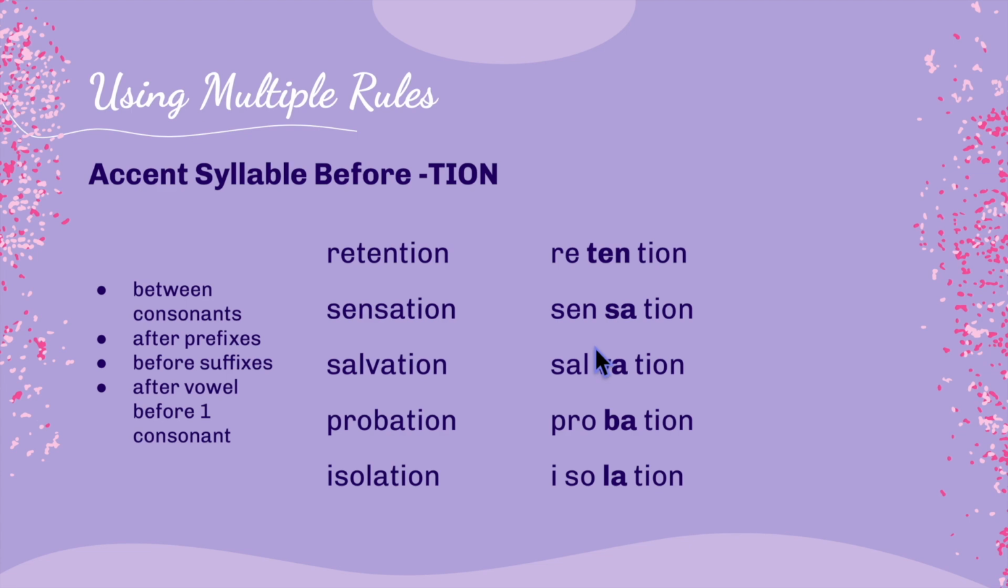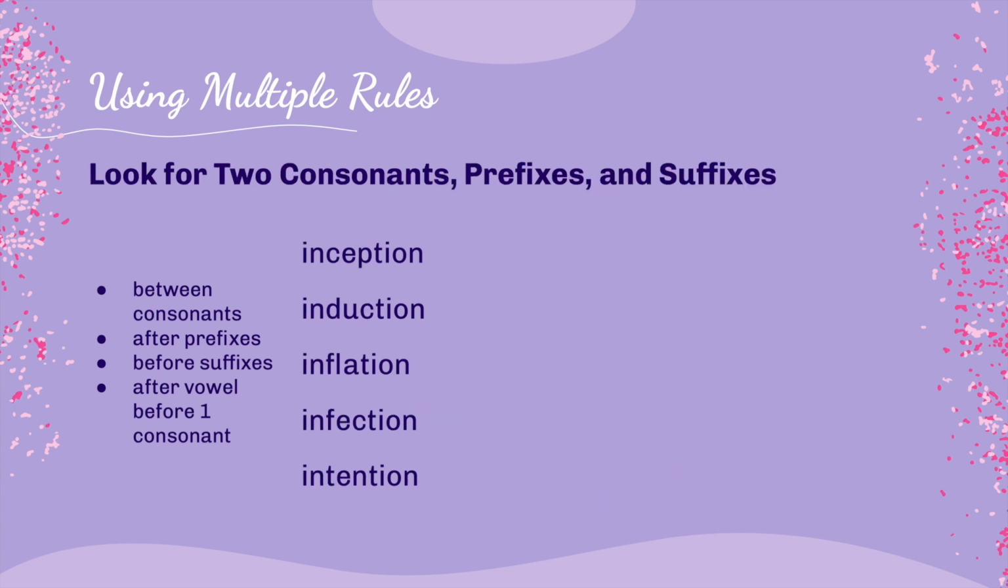sensation. Divide between two consonants. Before the suffix shun, salvation. After the prefix pro, or you could also use the rule after a vowel before a single consonant and before the suffix shun. This is the accented syllable before shun, so try the long sound. Probation. After a vowel before a single consonant here and here, and before the suffix shun. These are open syllables, so we try the long sound first. Isolation.